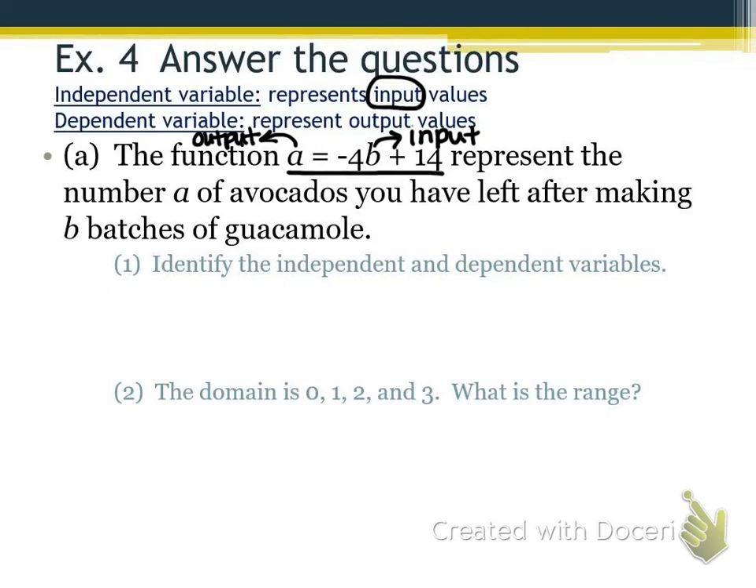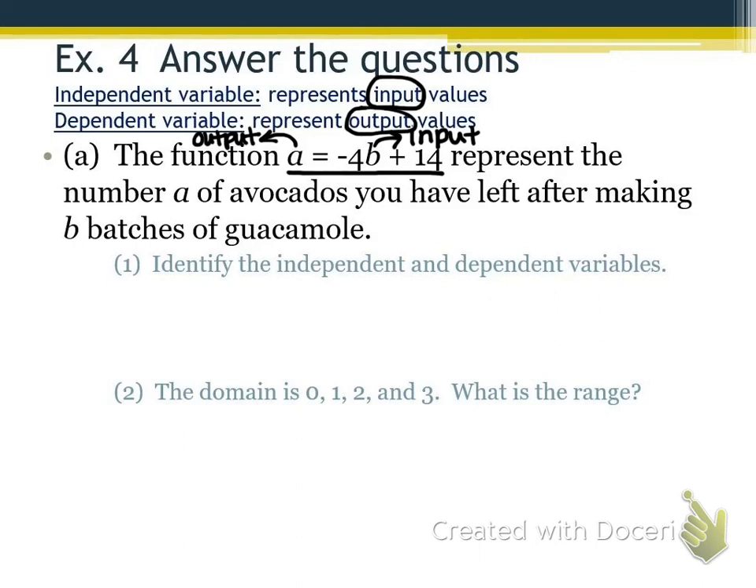But my dependent variable, what does it mean to be dependent on somebody? You depend on them, like you need them. You can't do something without them, right? Like if my attitude is dependent on my students, well, if you're really good, then I'm probably going to be really happy. But if you're really bad, I'm probably going to be really upset. So my attitude might be dependent on your behavior. So the dependent variable is going to represent the output. The output depends on what you've put in. Does that make sense to everybody?